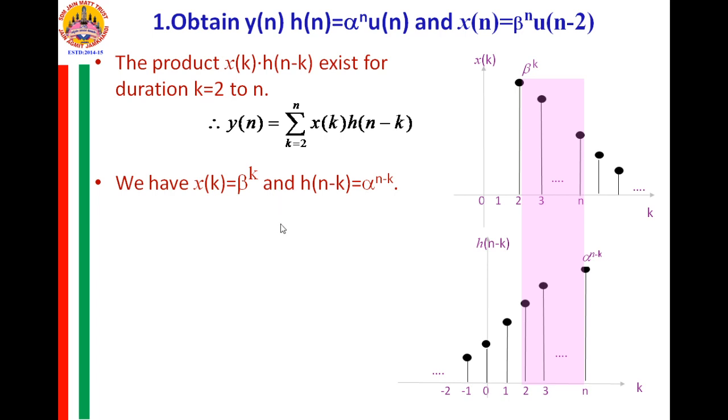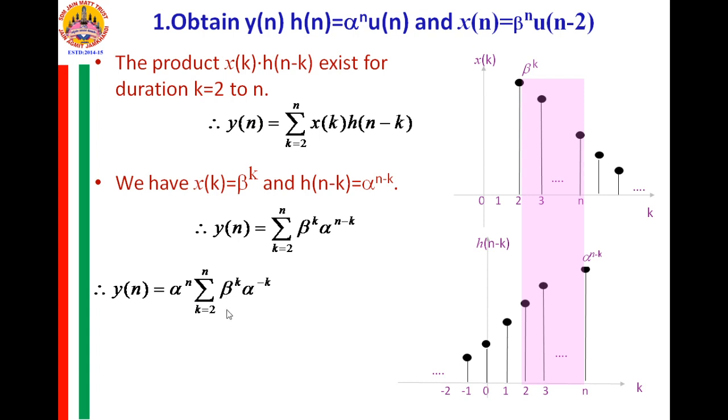Xk is beta raised to k and h of n minus k is alpha raised to n minus k. Therefore, yn is equal to summation k from 2 to n beta raised to k into alpha raised to n minus k. Now, if I split this alpha raised to n minus k, you can observe here that alpha raised to n is not a variable of k, that is, the summation is varying with respect to k. So we take alpha raised to n outside the summation. Inside the summation we remain with beta raised to k into alpha raised to minus k.